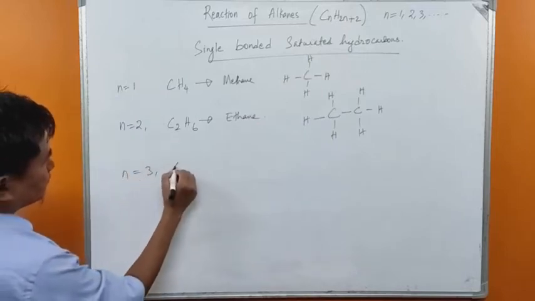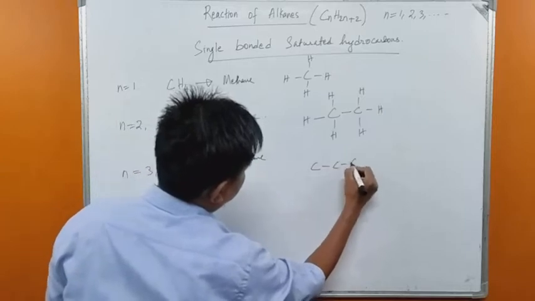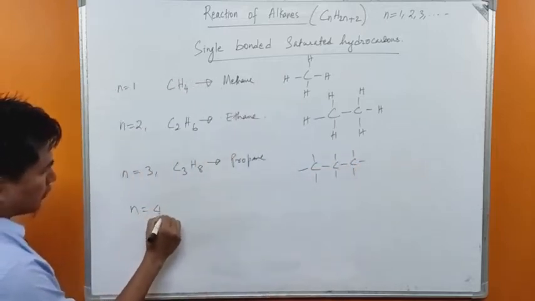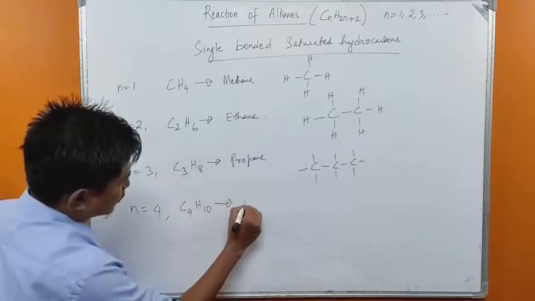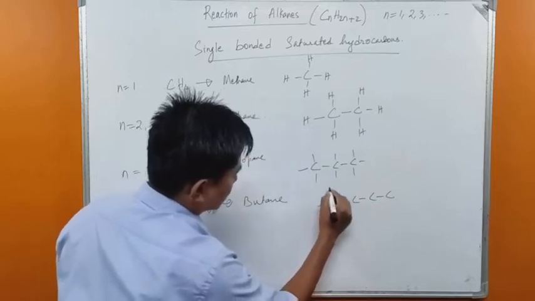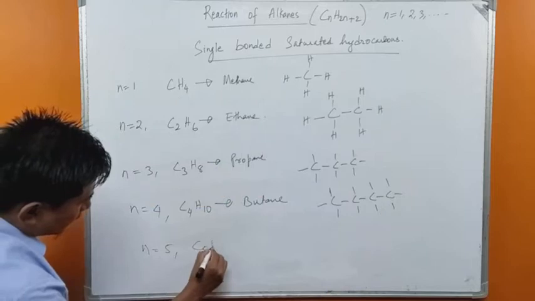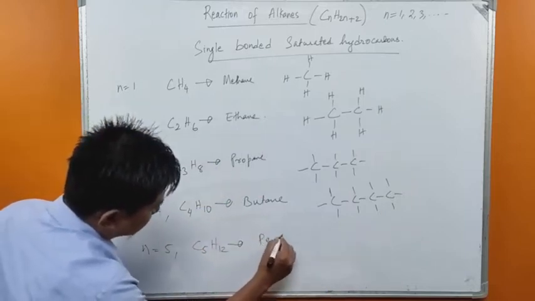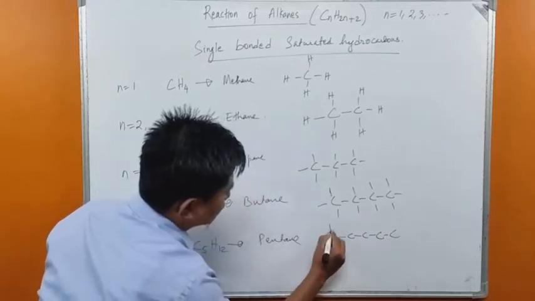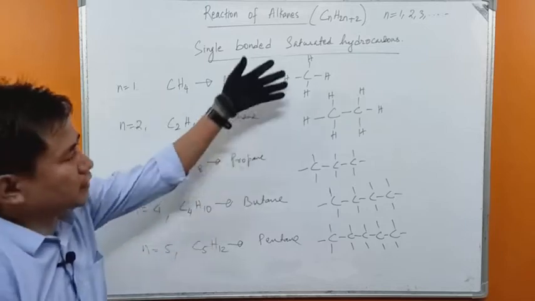When n equals 3, C3H8, and the name of this compound is propane, isn't it? C3H8, 8 hydrogens. When n equals 4, C4H10, this is butane, with 10 hydrogens. When n equals 5, this is pentane, C5H12, with 12 hydrogens, okay? So this is how we write the molecular formula and the structural formula of alkanes, isn't it?